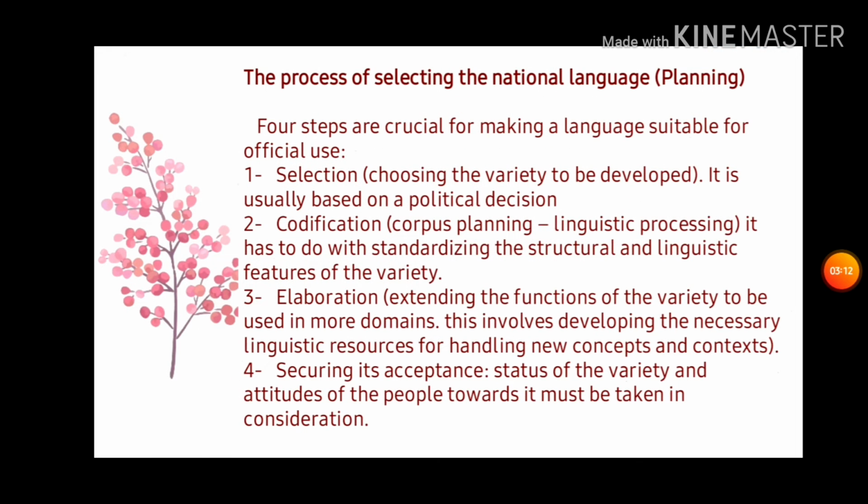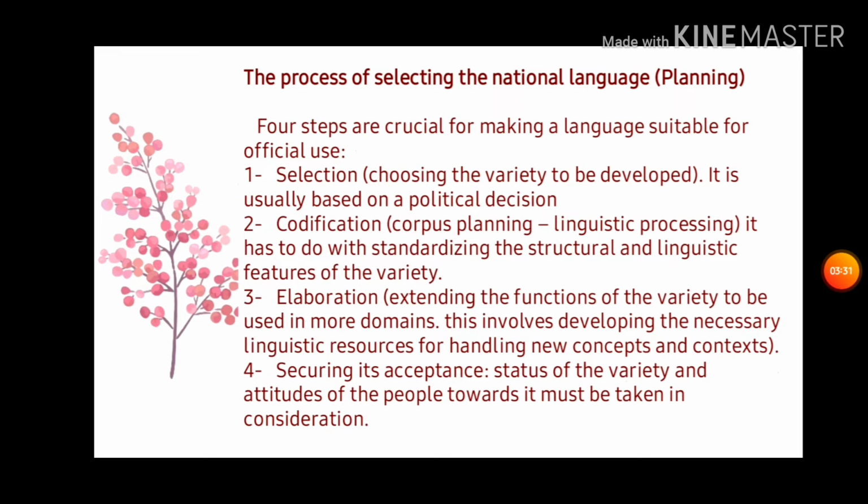Next, the process of selecting the national language: language planning. Four steps are crucial for making a language suitable for official use. First, selection: choosing the variety to be developed. It is usually based on a political decision.